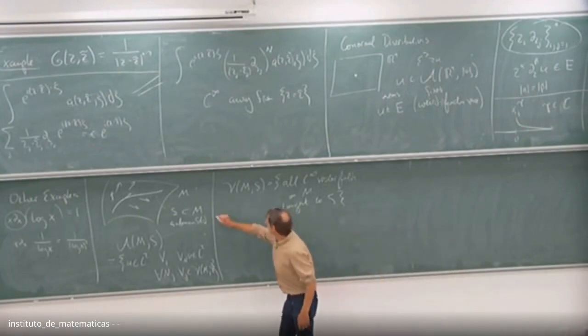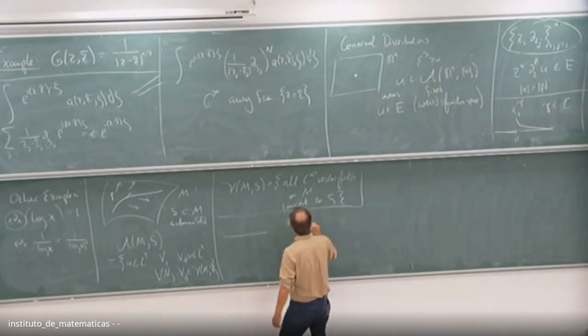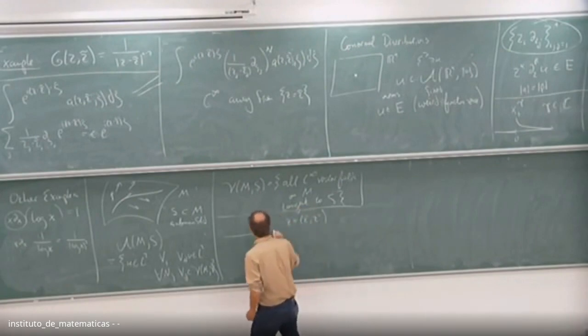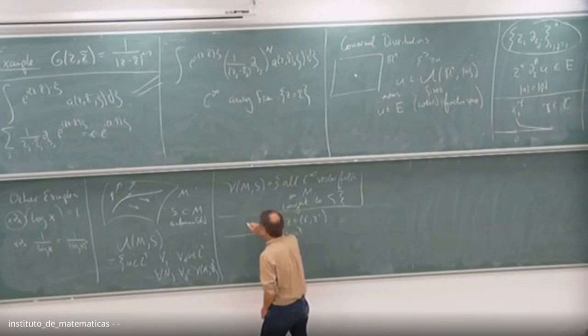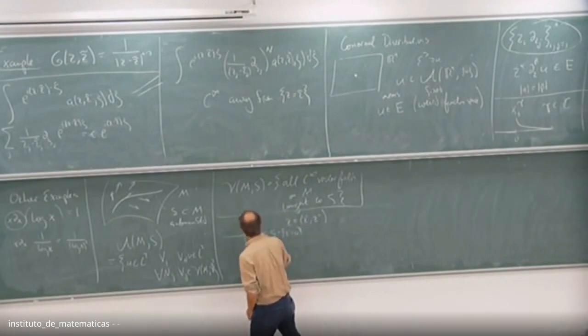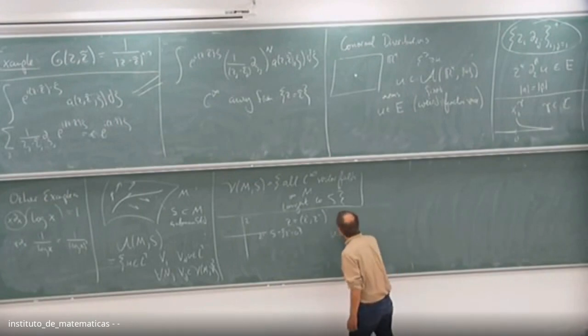Okay, now let's look in a special coordinate system where S is equal to, so let's suppose that Z is equal to (Z primed, Z double primed), and here S is the space where Z double primed is equal to 0. So here's Z double primed, and here's the Z primed axis. Okay, so I can think of U as a function of Z primed and Z double primed.